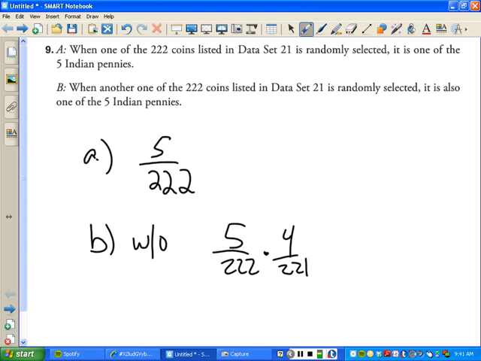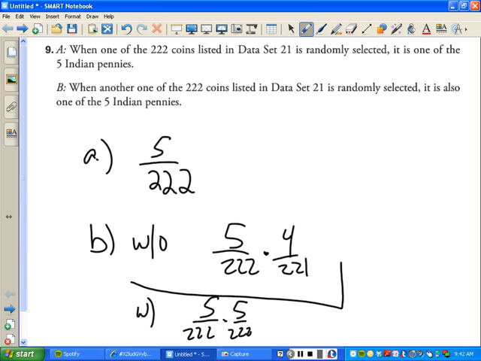Now, if you did it with replacement, it would be 5 over 222 times 5 over 222 again. But I would read that to be without replacement.